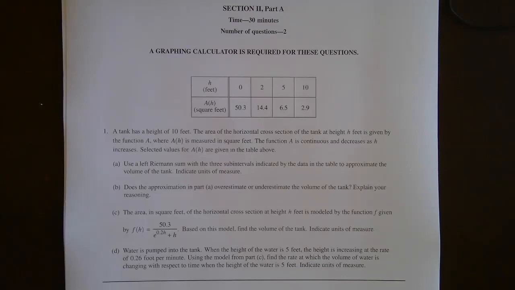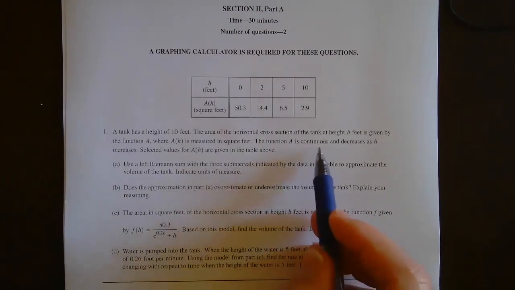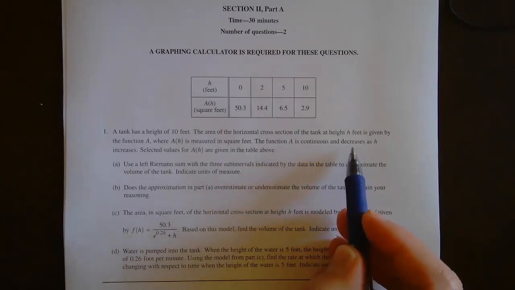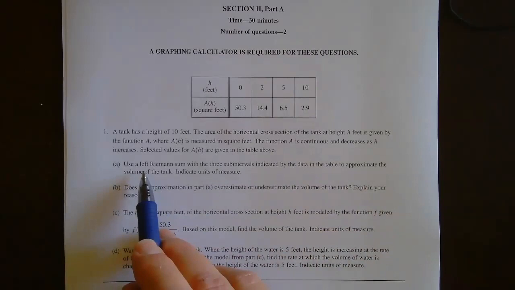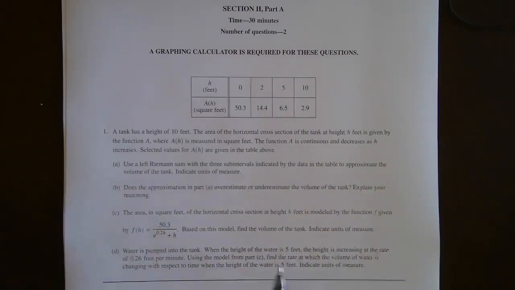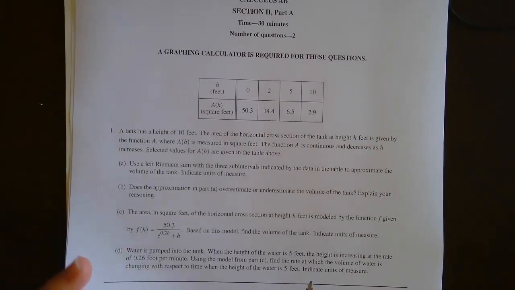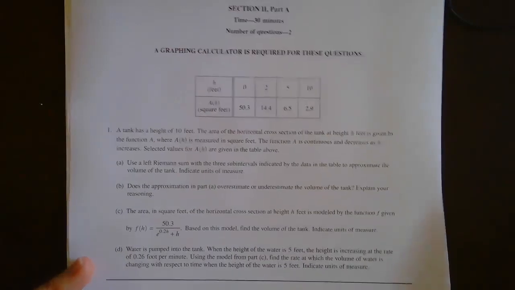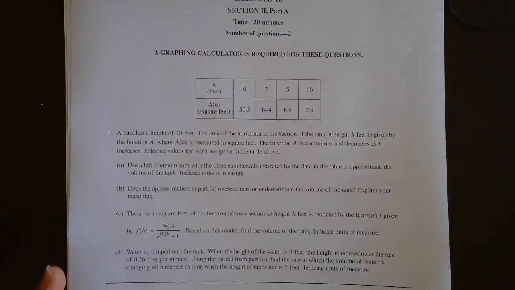So here's the key to answering this, is reading that the function A is continuous and decreases. Okay, so it's decreasing. And the other thing is we're doing it in part A, we did a left Riemann sum. So I'm going to draw a picture again to help explain this, so that you'll get this right on the test, okay?